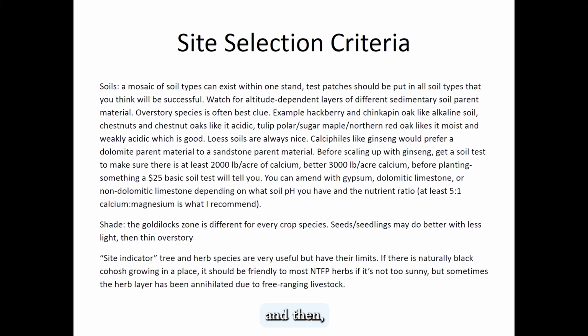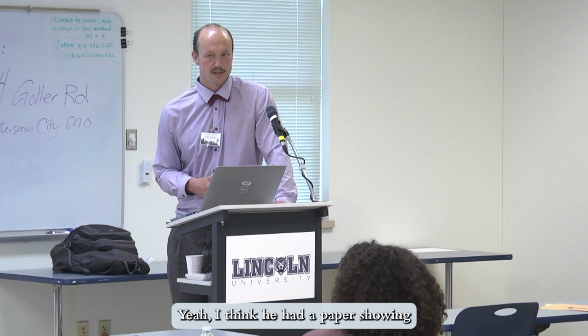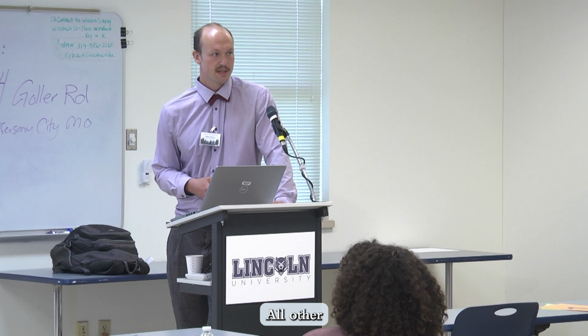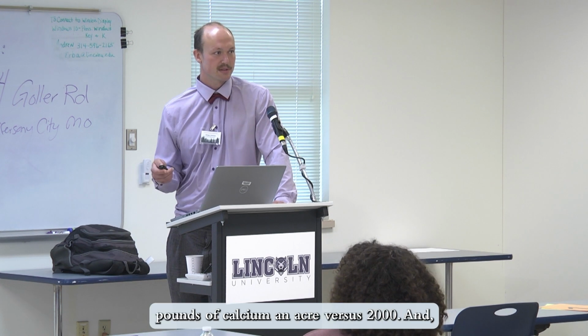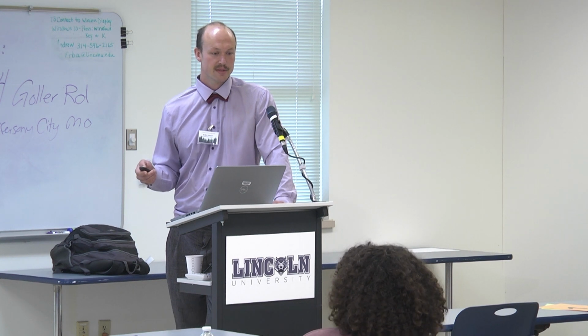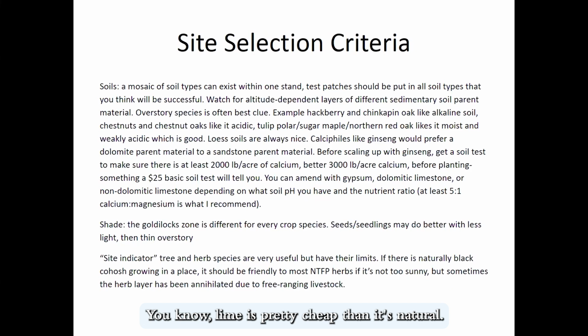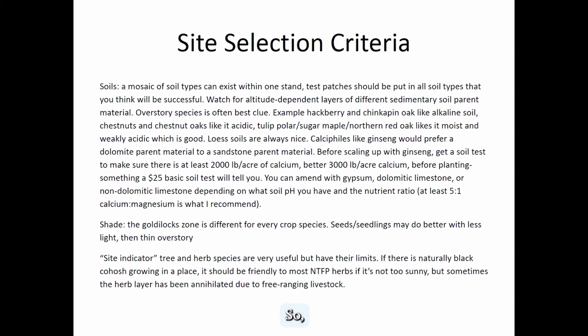And then who's that fella from Penn State? Gosh, Eric Burkhart. Yeah, I think he had a paper showing that ginseng grows better and faster, all other things being equal, with 3,000 pounds of calcium an acre versus 2,000. And so it's just something to bear in mind. Lime is pretty cheap and it's natural. It's abundant.